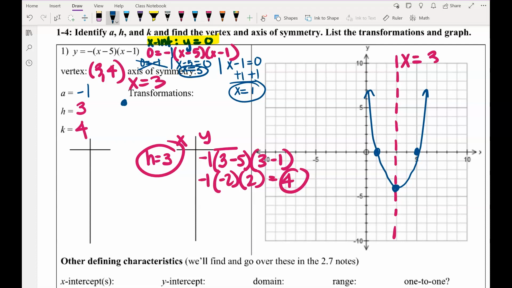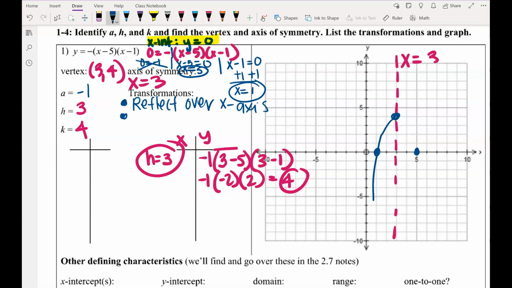So the negative a, what kind of transformation would you state for negative 1 right there? Reflect over the x-axis. H being 3, how do we state that transformation? Oh, did I plot it wrong? Can you guys see I plotted negative? The math is right, I just plotted it upside down. Thank you, Zoe. Sorry.